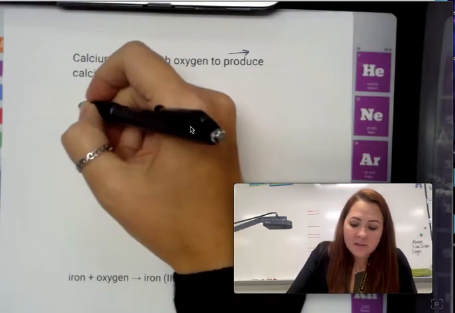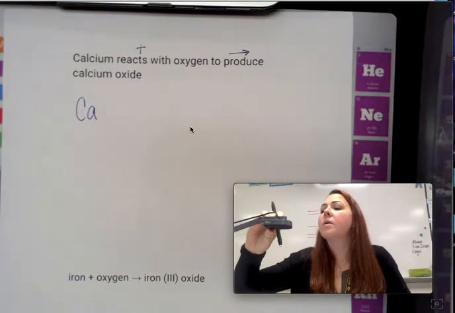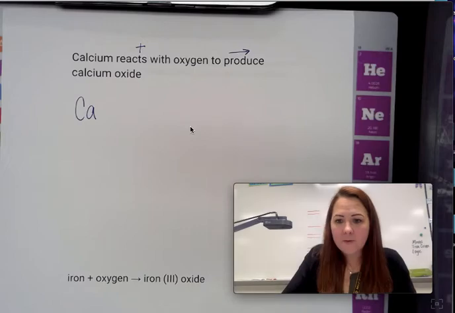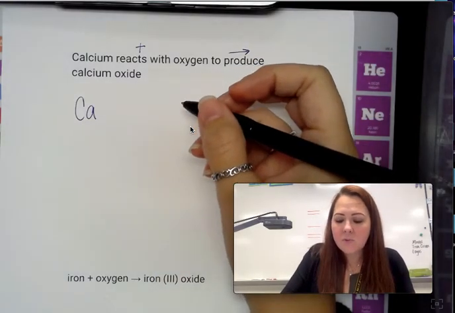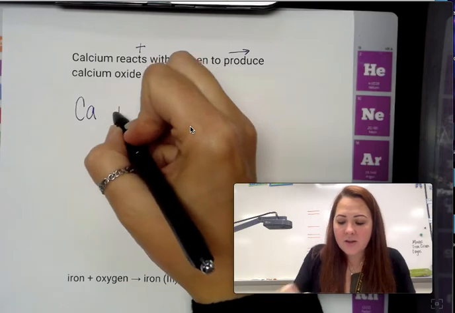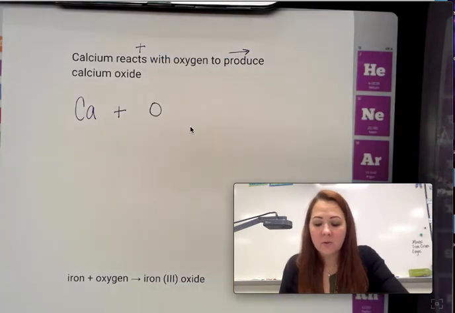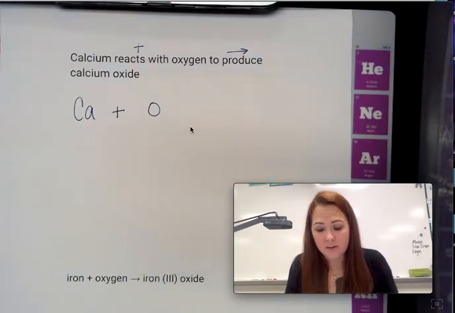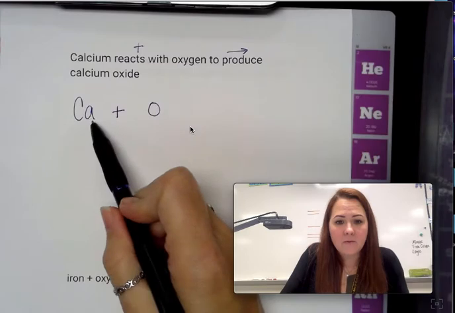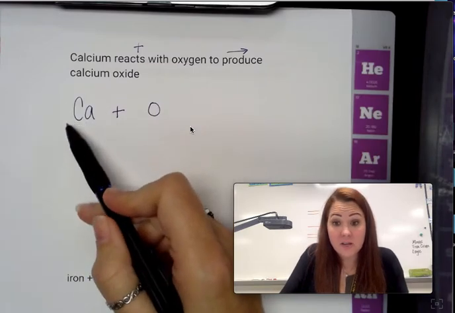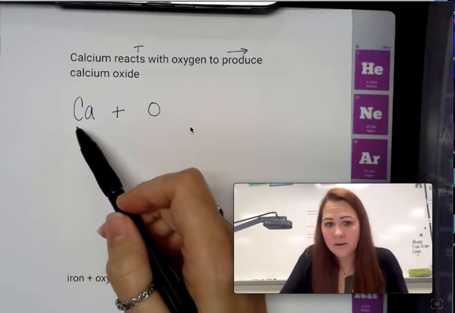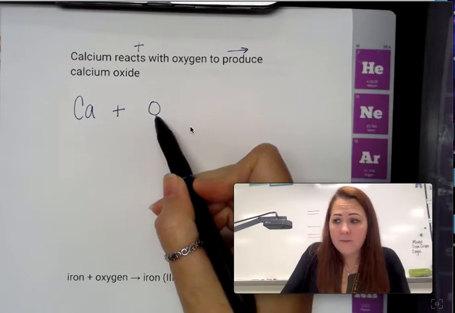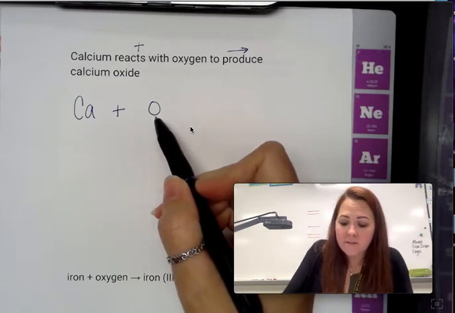So I can write my calcium. I've been struggling with the focus on my document camera, sorry. So we have calcium reacts with oxygen. Now both of those are single elements, and when you write a single element, you're going to have to ask yourself, is this in Brinkelhoff or not? Calcium is not a part of Brinkelhoff, so it's just going to have the Ca. It's not going to have a charge, it's not going to have a number, it's just Ca. Oxygen is a part of Brinkelhoff, so it's going to get a 2.